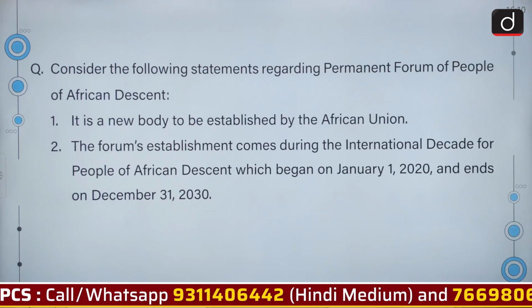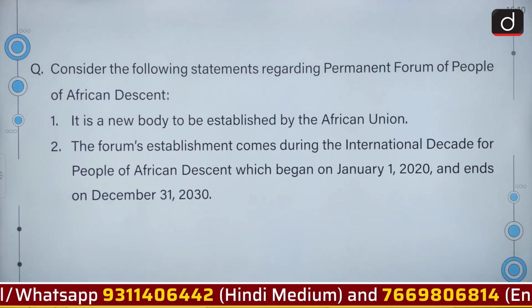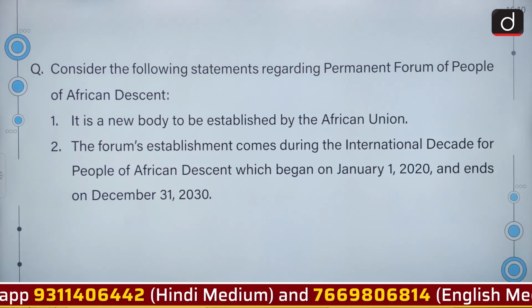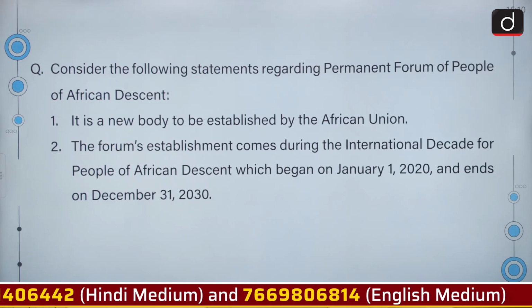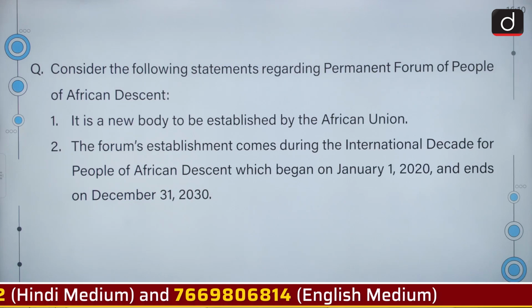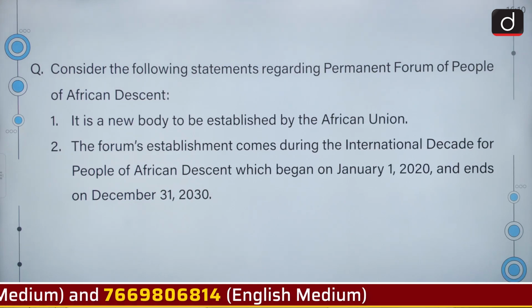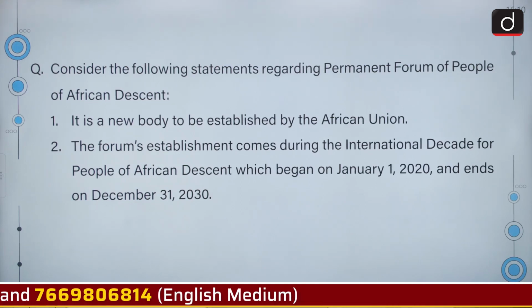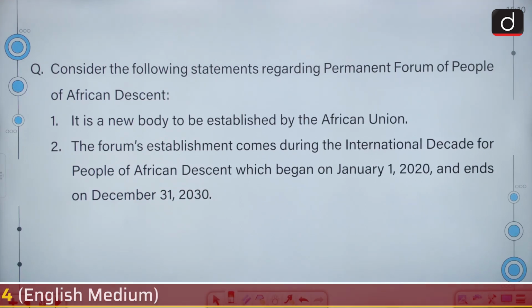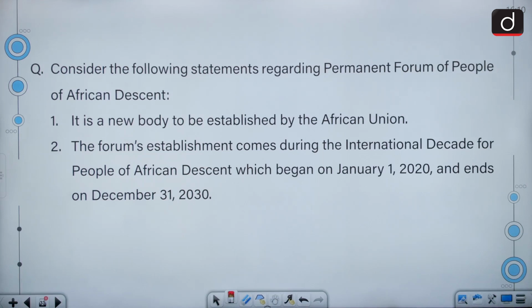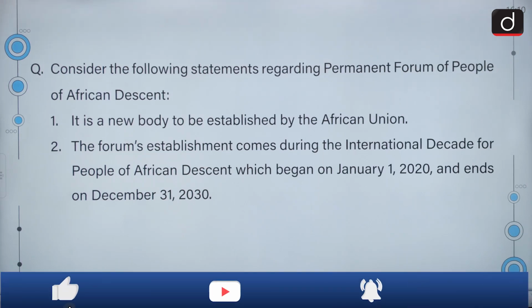Consider the following statements regarding Permanent Forum of People of African Descent. It is a new body to be established by the African Union. The forum's establishment comes during the International Decade for People of African Descent, which began on January 1st, 2020 and ends on December 31st, 2030.